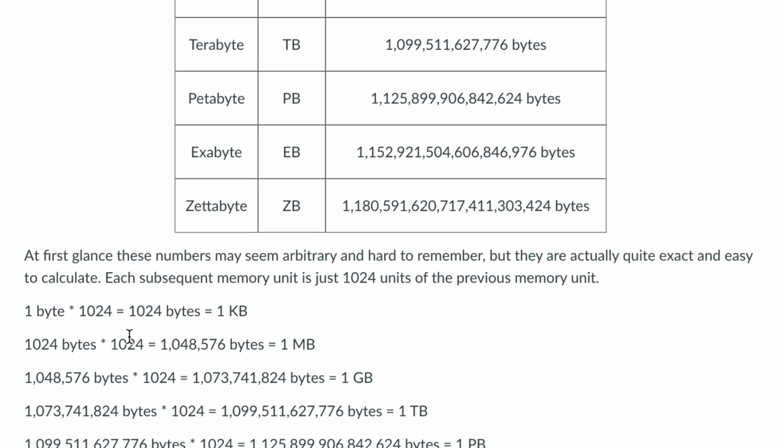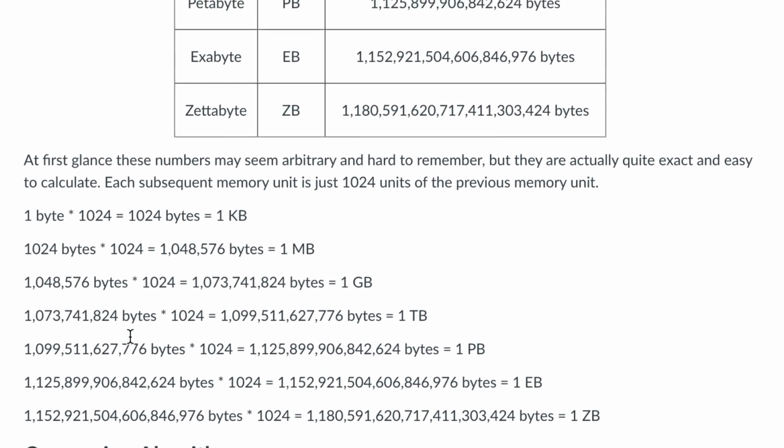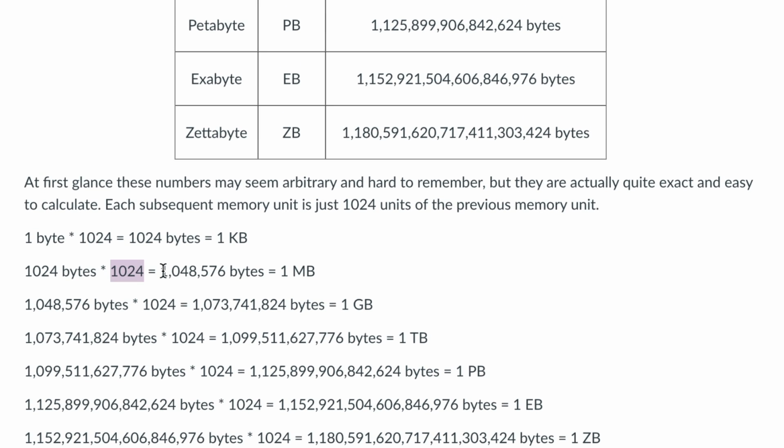And if we times that 1 kilobyte by 1024, well, we get the amount of bytes in a megabyte. And then if we times that number again by 1024, we'll get the amount of bytes in a gigabyte, and then times that number by 1024 to get the amount of bytes in a terabyte, and so on and so forth for the petabyte, the exabyte, and the zettabyte. I think it's zettabyte. And that is all that I have for you on memory units.